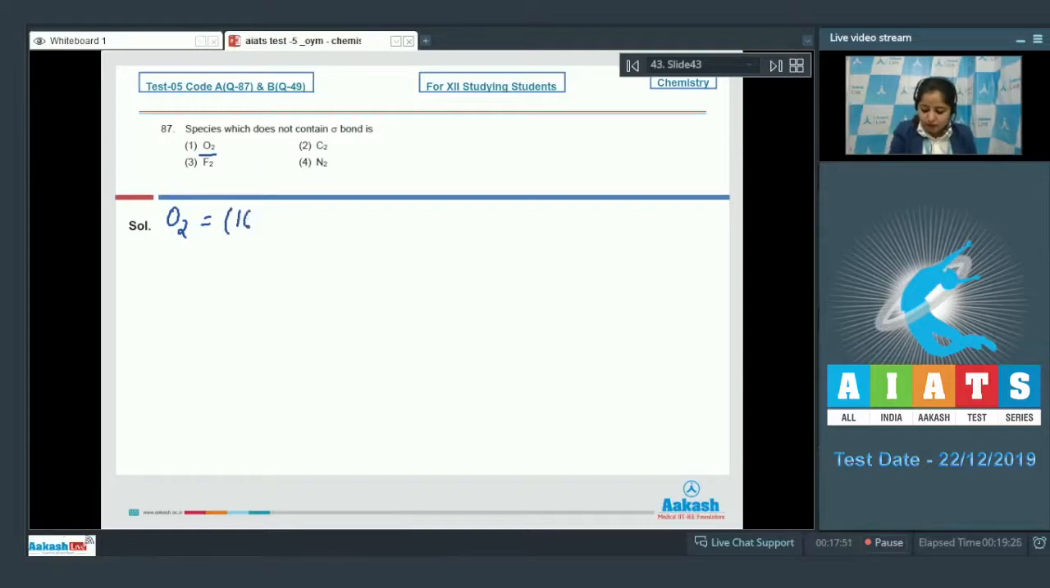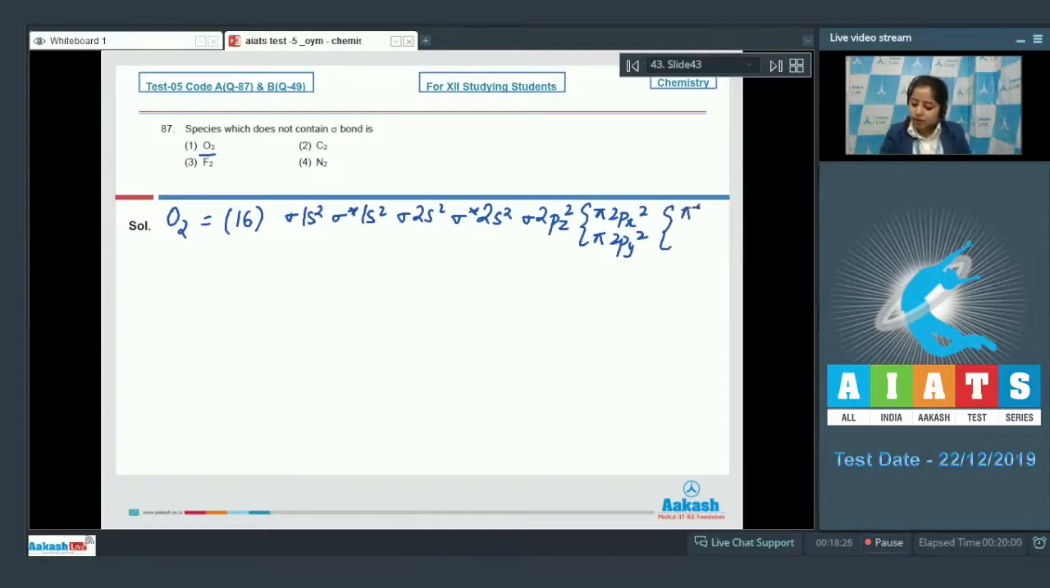number of electrons are 16. So sigma 1s2, sigma star 1s2, sigma 2s2, then sigma star 2s2, then we have sigma 2pz, then we have pi 2px, pi 2py, 2, 2, 2, pi star 2px1, pi star 2py1. Here the bond order is 2. That means O2 has 1 sigma bond and 1 pi bond.